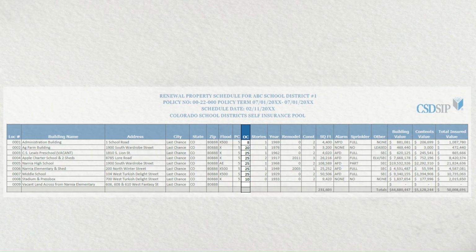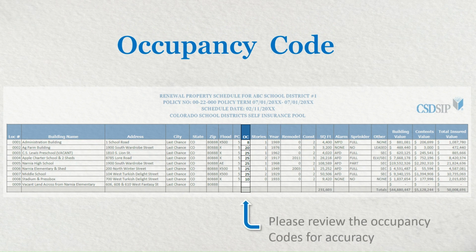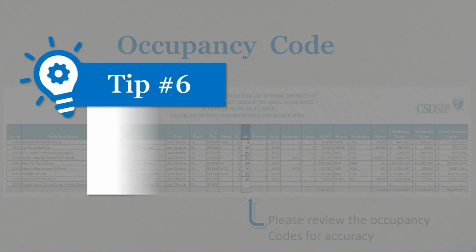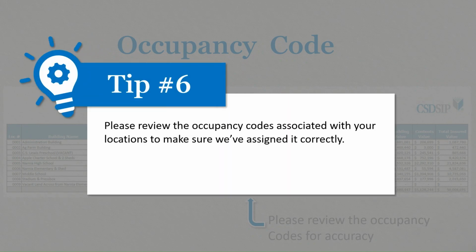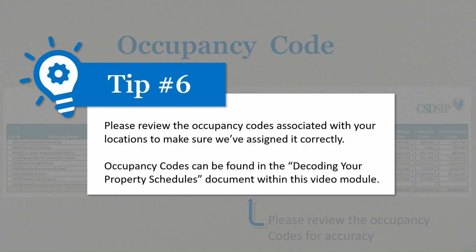OC. This refers to ISO's occupancy codes. Again, this is something that we complete when you join the pool or when you add a new building. Tip 6. Please review the occupancy codes associated with your locations to make sure that we've assigned it correctly. Occupancy codes can be found in the Decoding Your Property Schedule document linked below.